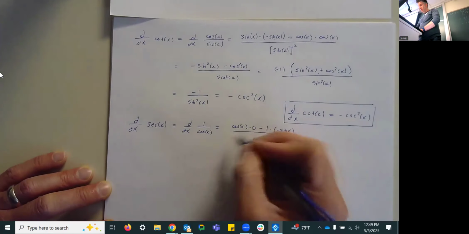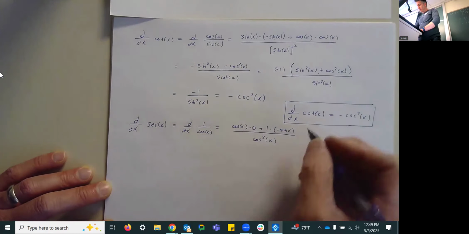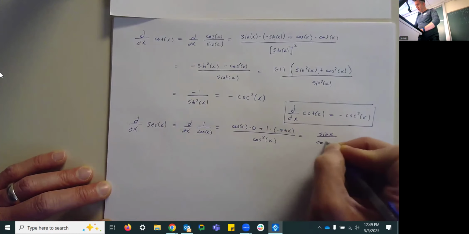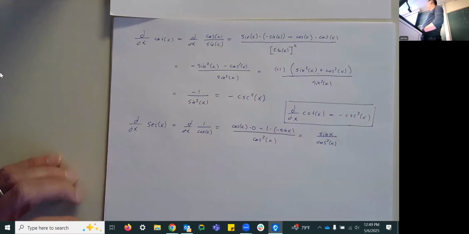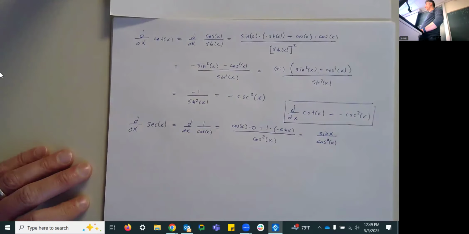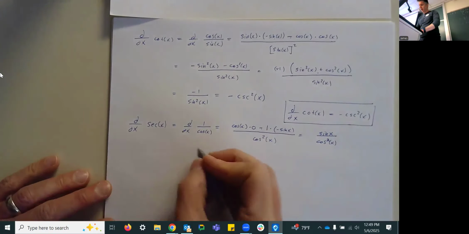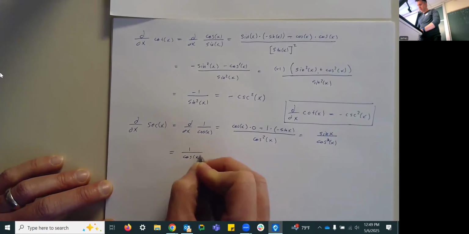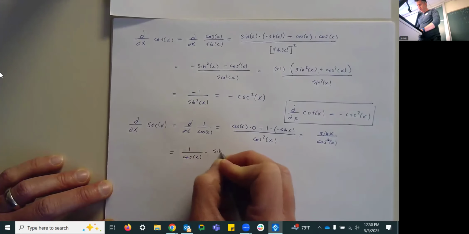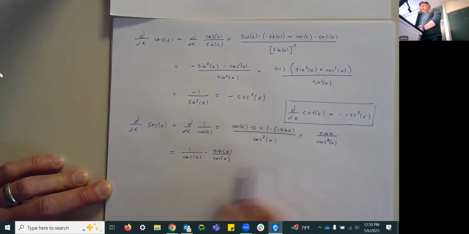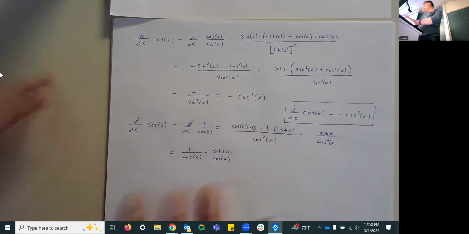Cosine times 0 is 0, and minus 1 times minus sine is positive sine. So we're left with sine of x divided by cosine squared of x. And the truth is no one ever writes it this way. We're going to do two things. We're going to rewrite it as first 1 over cosine x times sine x over cosine x. Want to make sure everyone's okay with that. 1 times sine is sine. Cosine times cosine is cosine squared. So it's still the same.